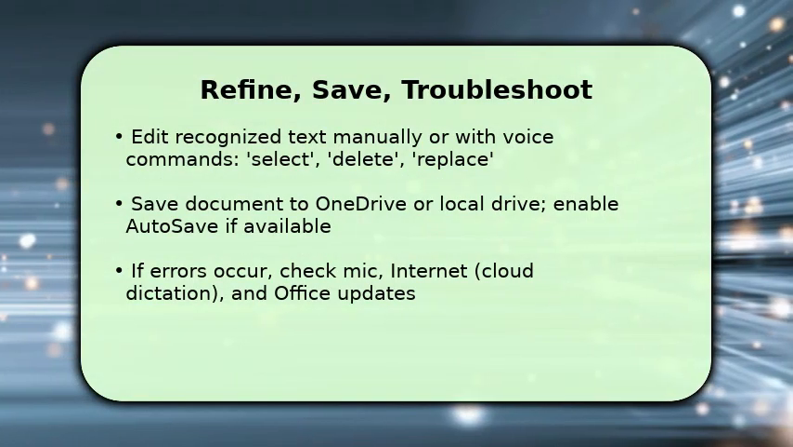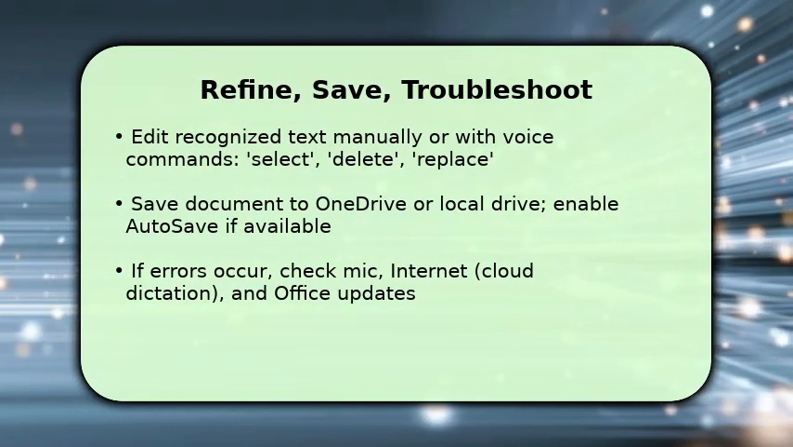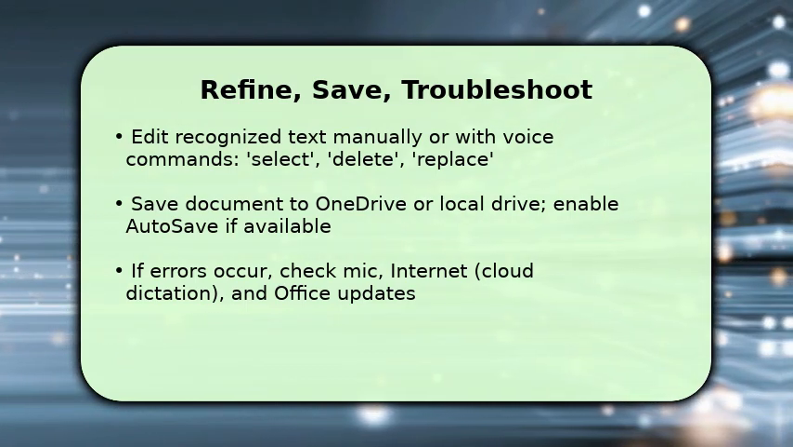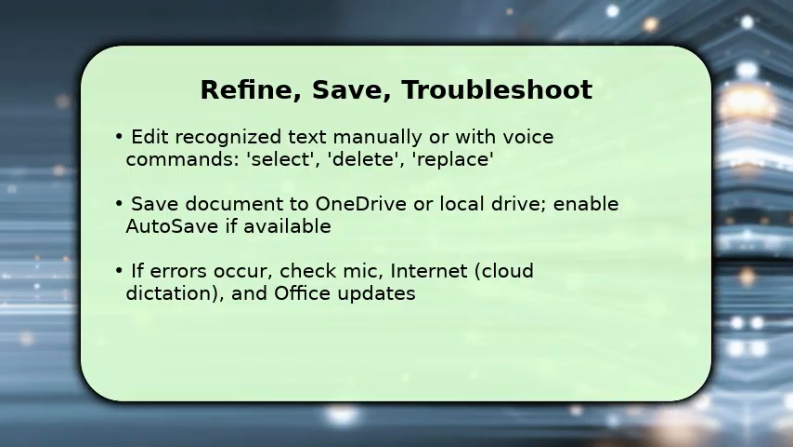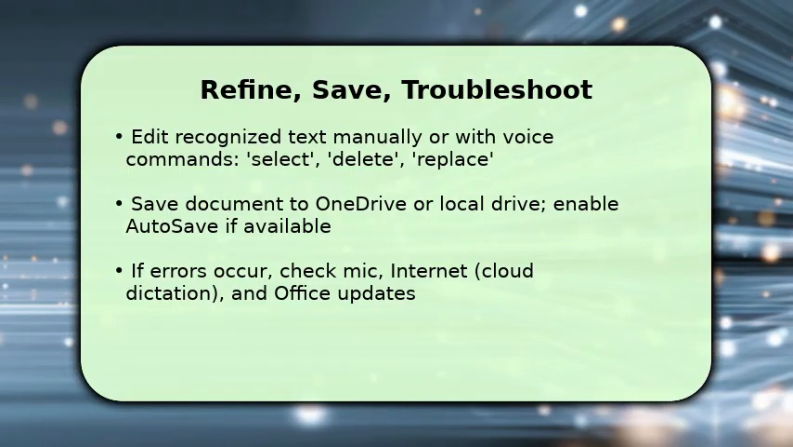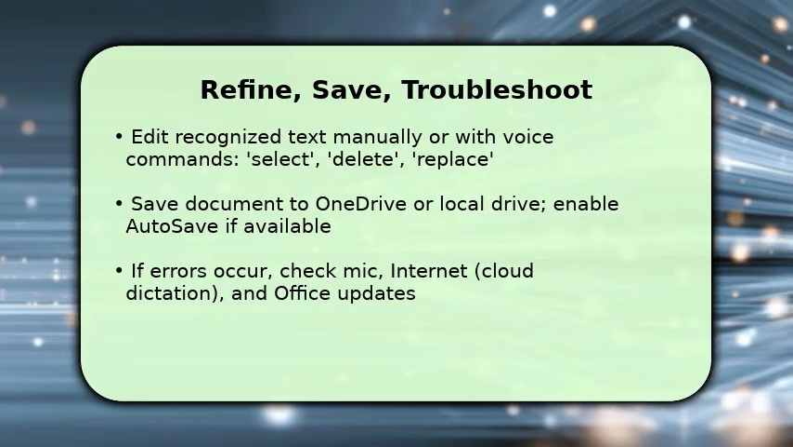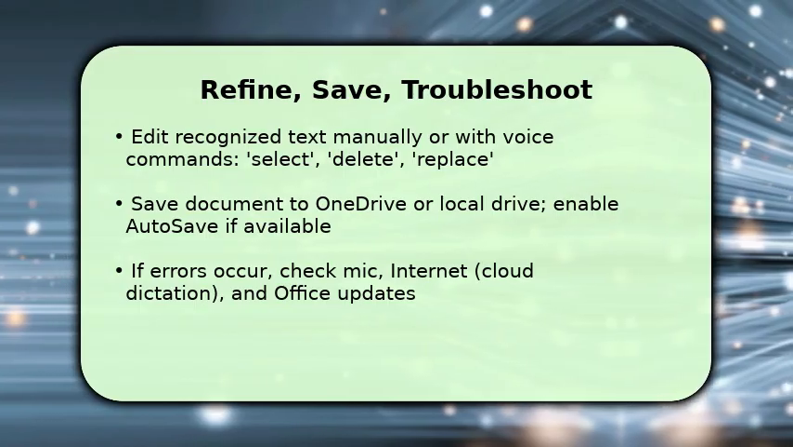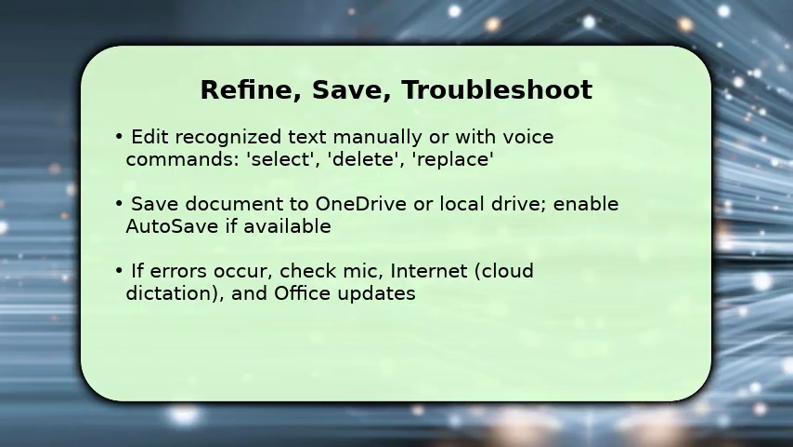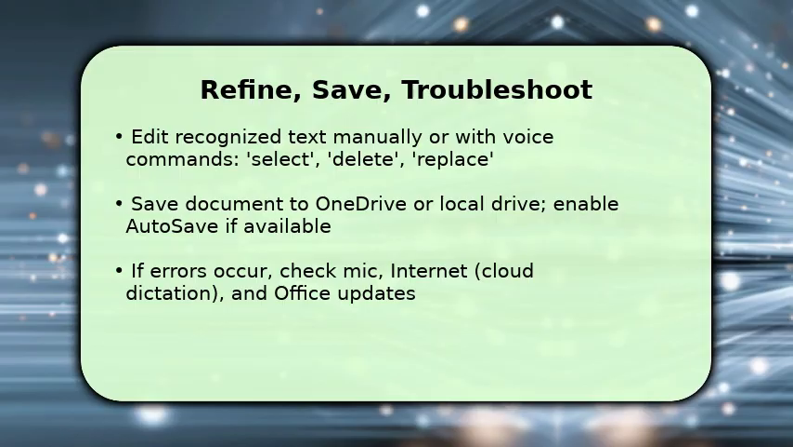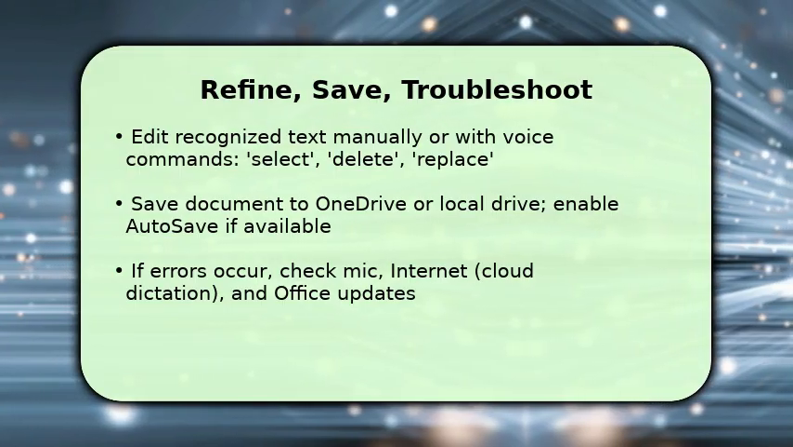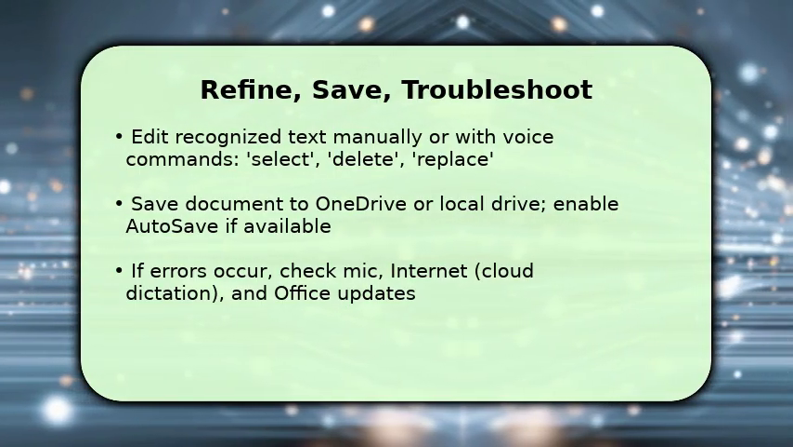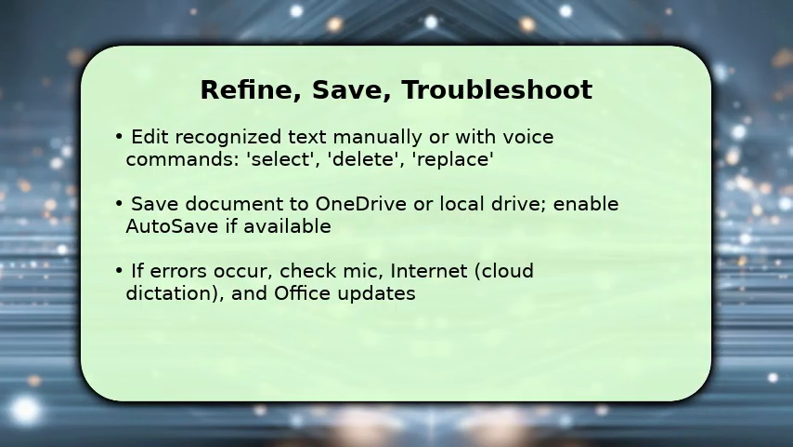You finish by refining and saving your work. Review the transcribed text for errors and fix them either by typing or by using voice commands like select, delete, or replace. Save your document to OneDrive for versioning or locally if preferred, and turn on auto-save when possible. If dictation fails or is inaccurate, make sure your microphone is working, your internet connection is stable for cloud-based dictation, and Office is updated. Restarting Word often resolves transient issues.